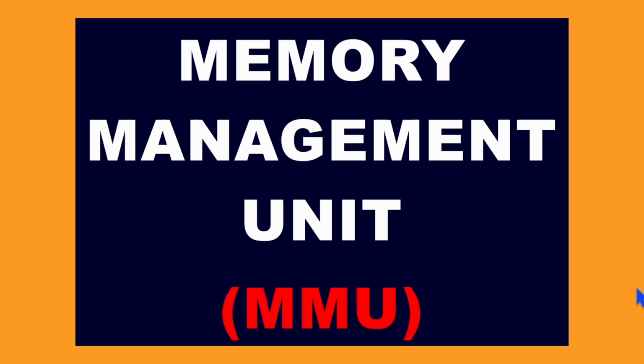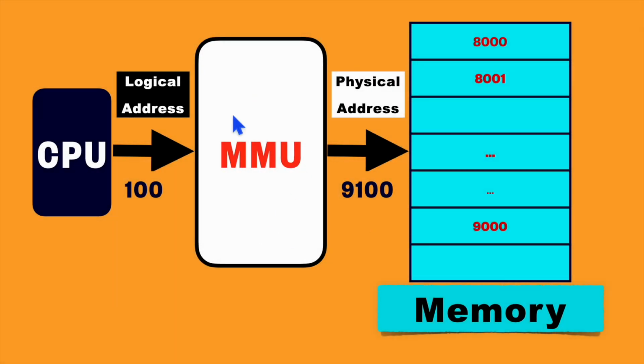What is Memory Management Unit? The Memory Management Unit is mainly responsible for translating logical addresses issued by the CPU to the physical address. So basically, this Memory Management Unit holds a table, and as per that table, it converts logical addresses to the physical addresses. Like this has converted logical address 100 to the physical address 9100.